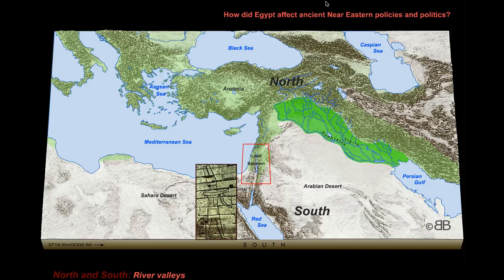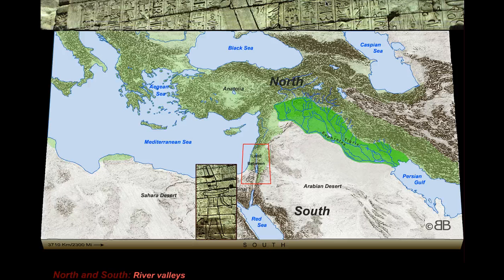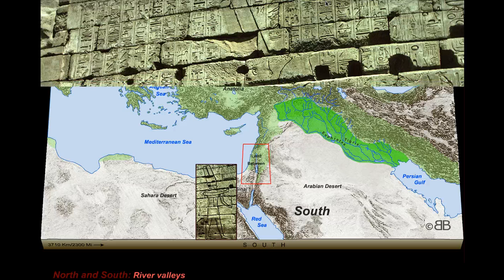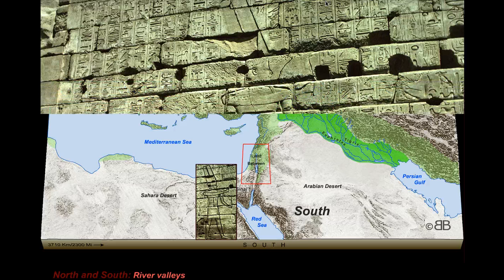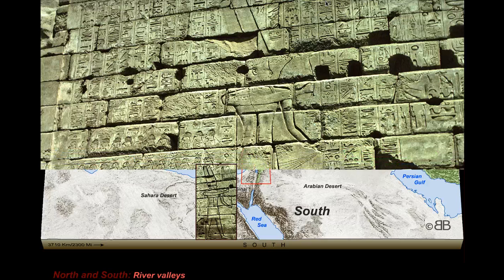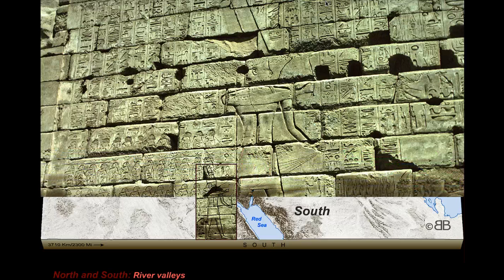So how did Egypt affect ancient Near Eastern policies and politics? Like powers in Mesopotamia, Egypt's kingdoms changed the course of history through empire-building campaigns. Pharaohs recorded these campaigns on stone inscriptions along the Nile.